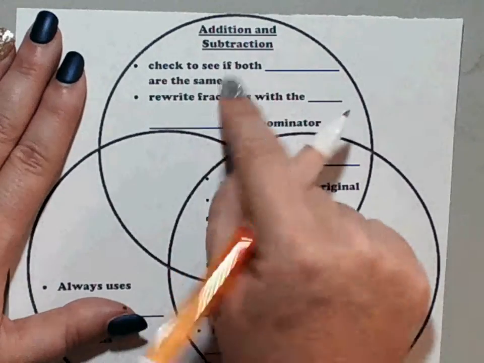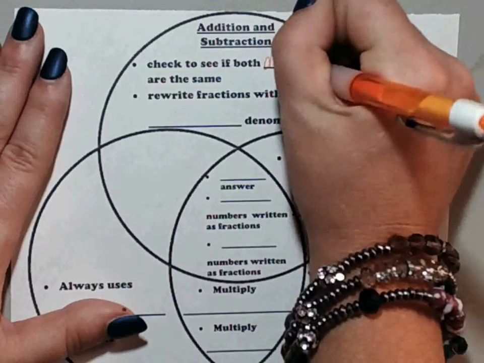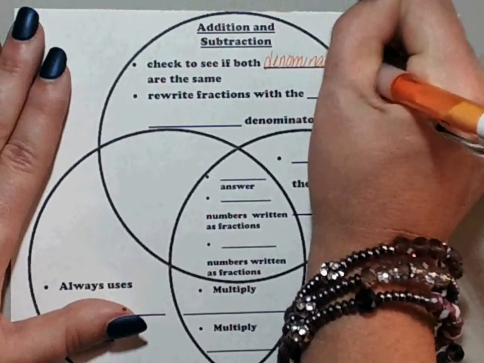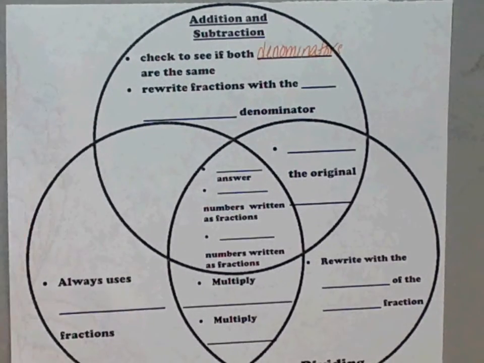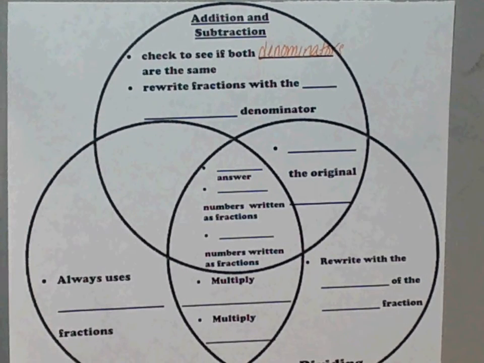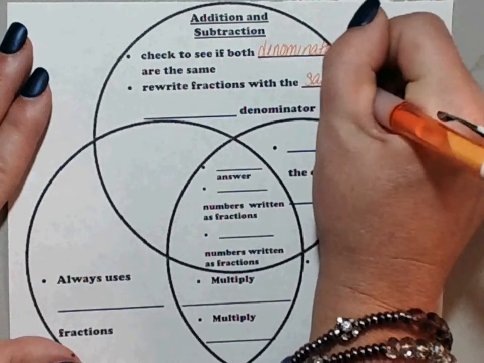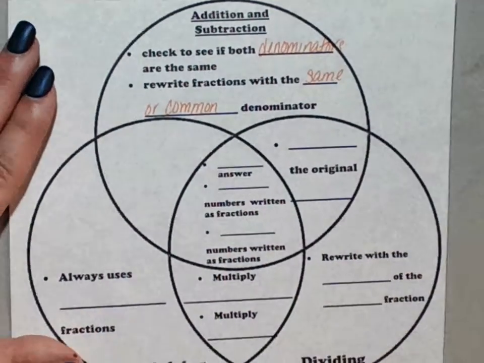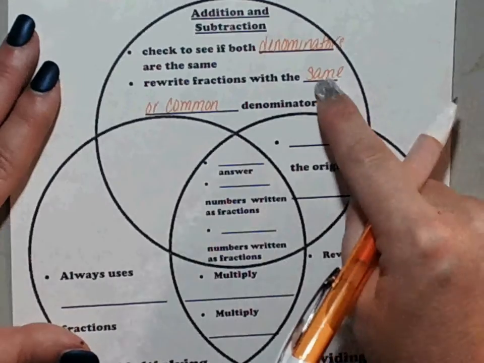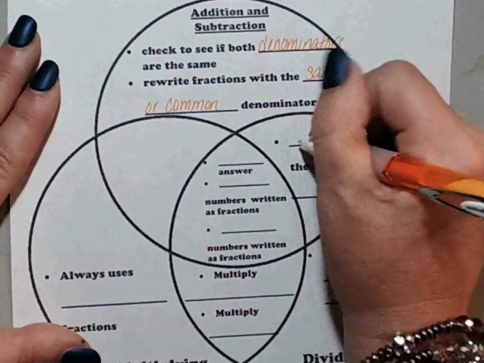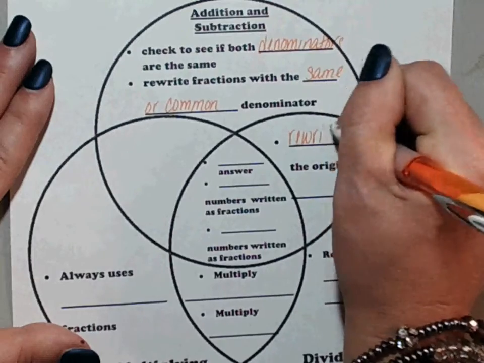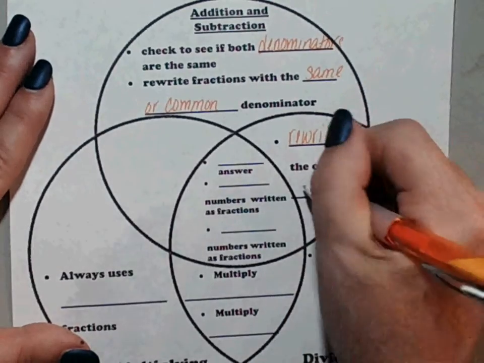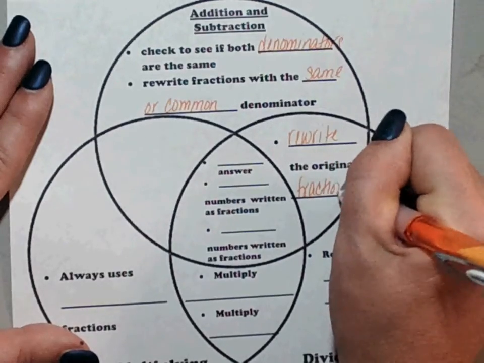It says check to see if both denominators are the same. Denominators. It is okay if you write outside of the little circle if you need to. Not a big deal. Okay, then it says rewrite fractions with the blank denominator. Remember, we need a common denominator. So I'll put on here the same or common denominator. Okay? So also when we add and subtract, over here, we need to rewrite our original fraction. So rewrite the original fraction. Once we have those new common denominators, we need to rewrite it.